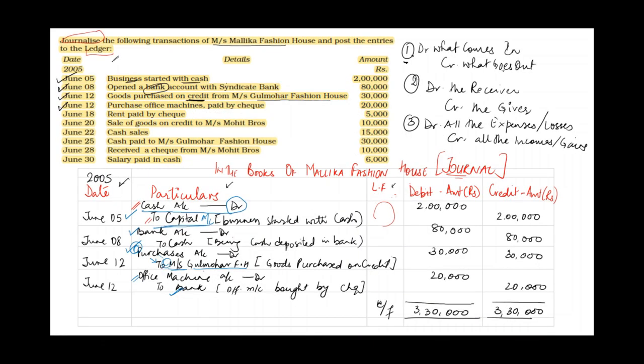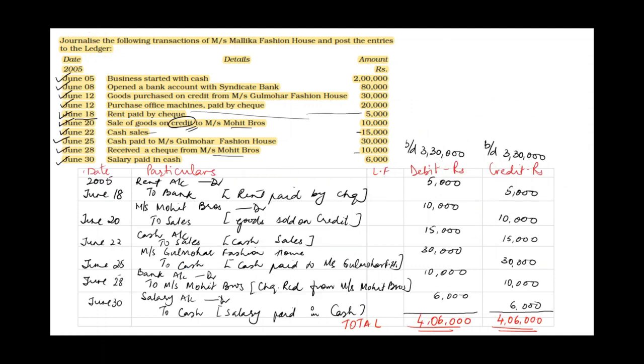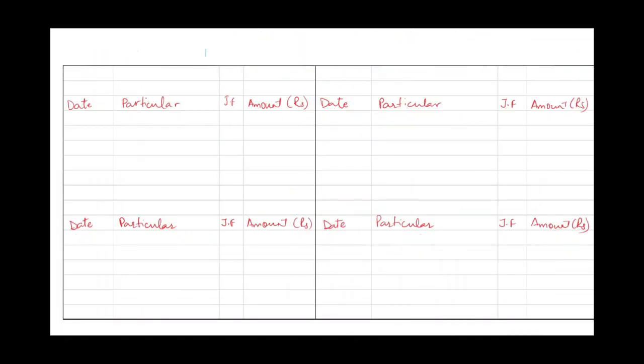Okay, this page we have completed. Now I go to the next one. Rent account to bank. That means the rent has been paid, on June 18th, 5,000. So the bank account is already opened. I'll open one rent account here. Again, this side is debit and this side is credit. Rent account debit. On what date? On June 18th, by check. So you will say to bank, 5,000.